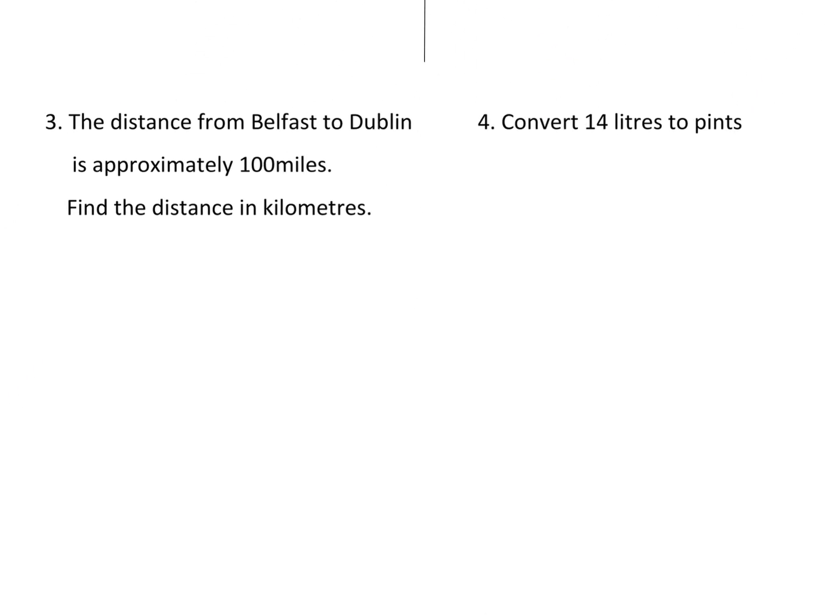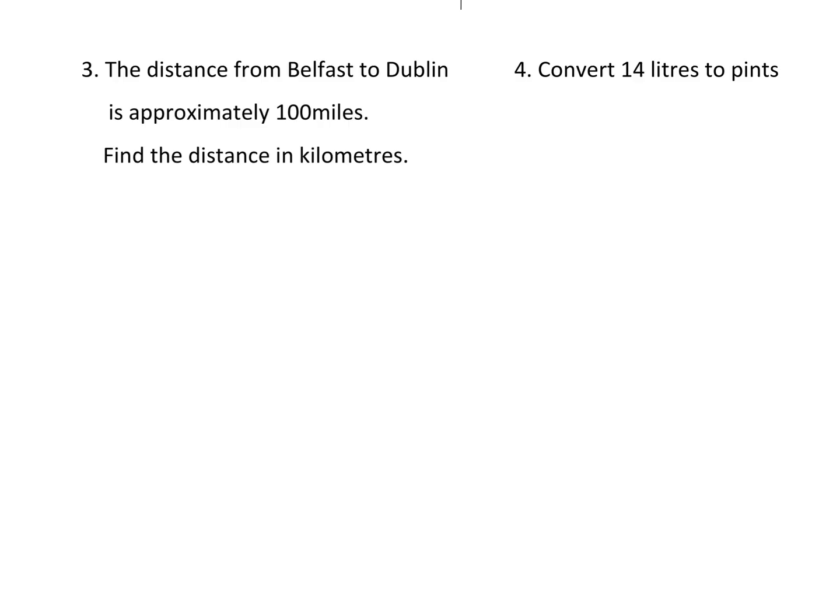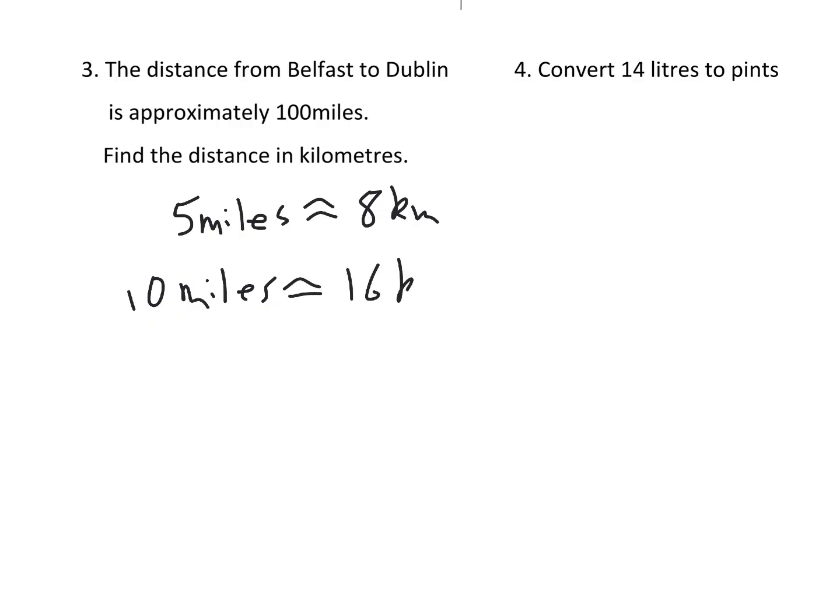Number 3. The distance from Belfast to Dublin is approximately 100 miles. Find the distance in kilometres. You would be expected to know the conversion between miles and kilometres. So the conversion is that 5 miles is approximately 8 kilometres. So that would tell you then that 10 miles is approximately 16 kilometres. And the reason for doing that is we want 100 miles, so we can just times that by 10. So no need for a calculator there. We've got 160 kilometres.